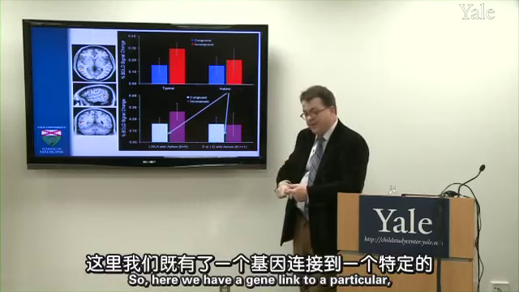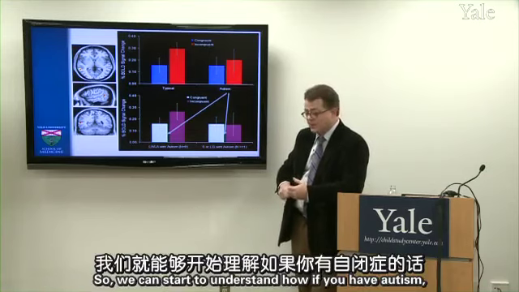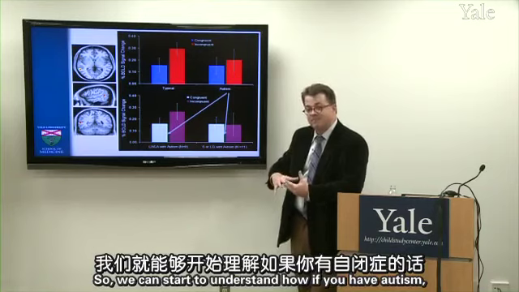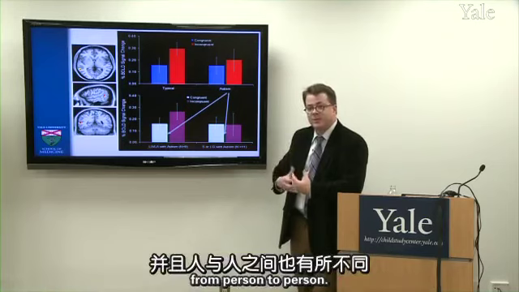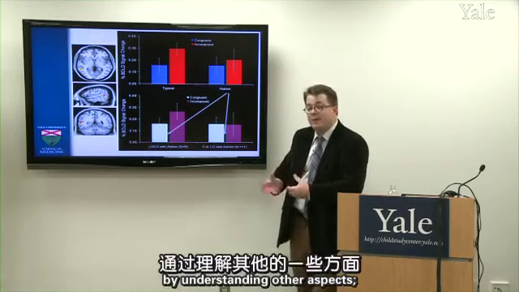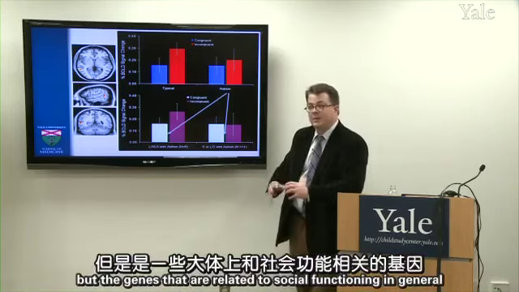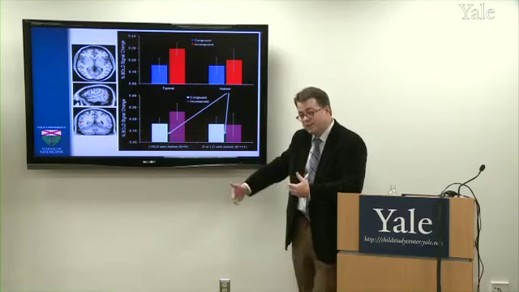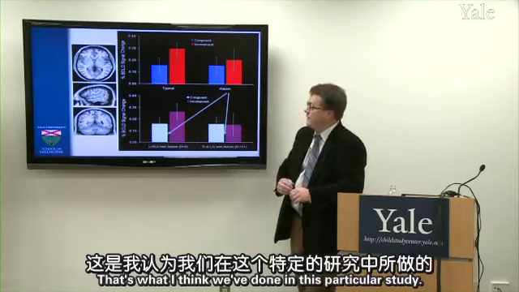So here we have a gene linked to a particular, I think, important aspect of the social phenotype in autism, then linked to a brain region. So we can start to understand how, if you have autism, that autism is against a background of different genes from person to person. And we can begin to understand some of the variability in the autism phenotype by understanding other aspects, not necessarily the genes that cause autism, but the genes that are related to social functioning in general, and how those overlay on the genes that cause autism that gives you ultimately a variable phenotype, right? And that's what I think we've done in this particular study.